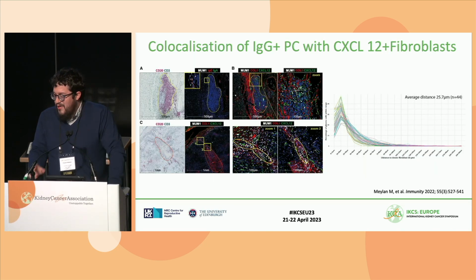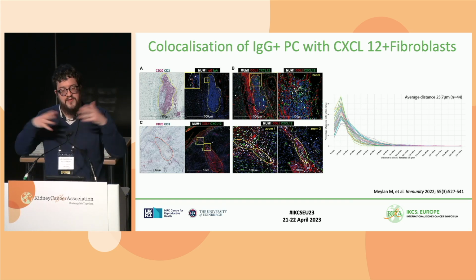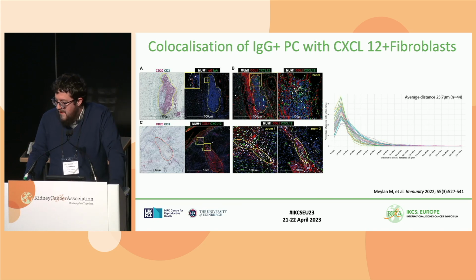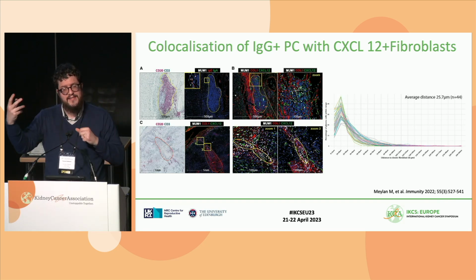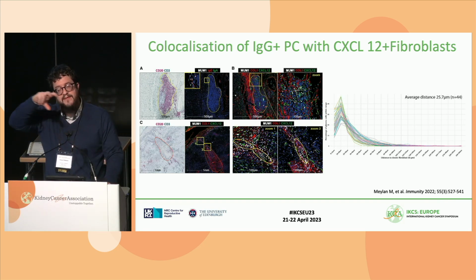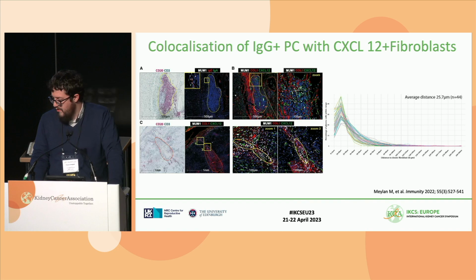And then we looked at how these plasma cells and class switch plasma cells could be distributed throughout the tumor. We found that plasma cells, and mostly IgG positive plasma cells, were actually colocalizing with CXCL12 positive fibroblasts. So from the TLS and throughout the tumor, we have tracks of fibroblasts that will lead plasma cells through the tumor.